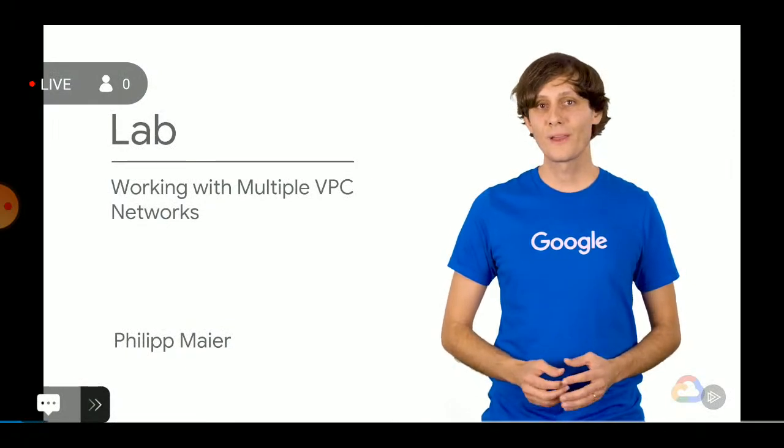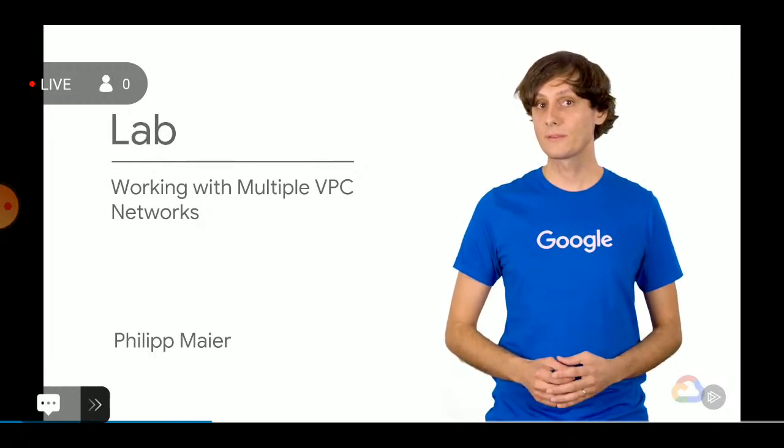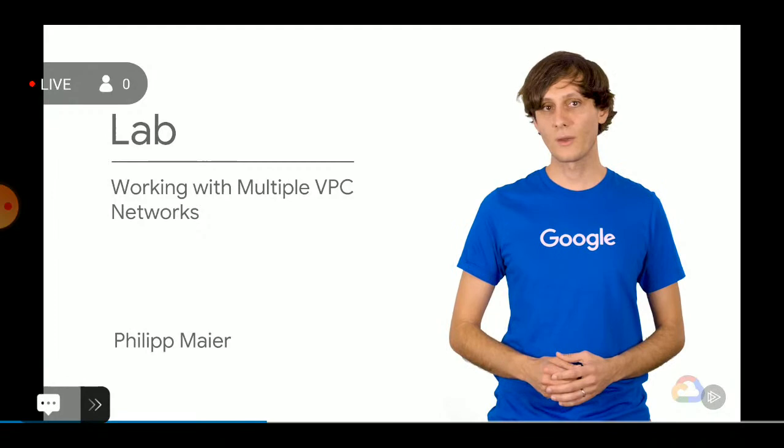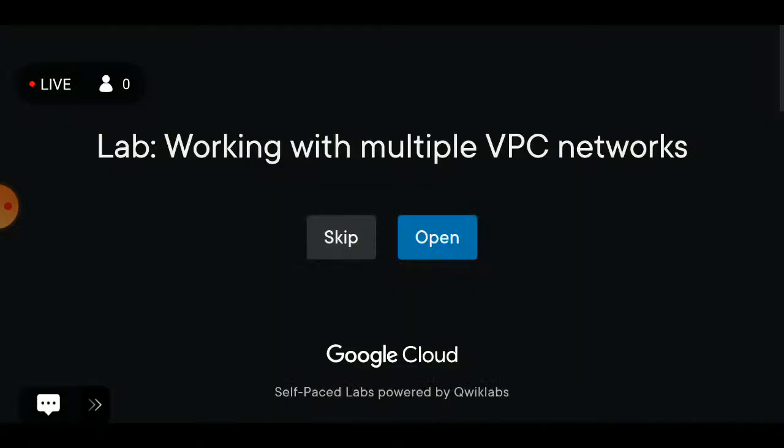Let's apply the multiple network interface concepts that we just discussed. In this lab, you create several VPC networks and VM instances and test connectivity across networks. Specifically, you create 2 custom mode networks, Management Net and Private Net, with firewall rules and VM instances as shown in this network diagram. The MyNetwork network with its firewall rules and 2 VM instances, MyNet US VM and MyNet EU VM, have already been created for you in this lab.